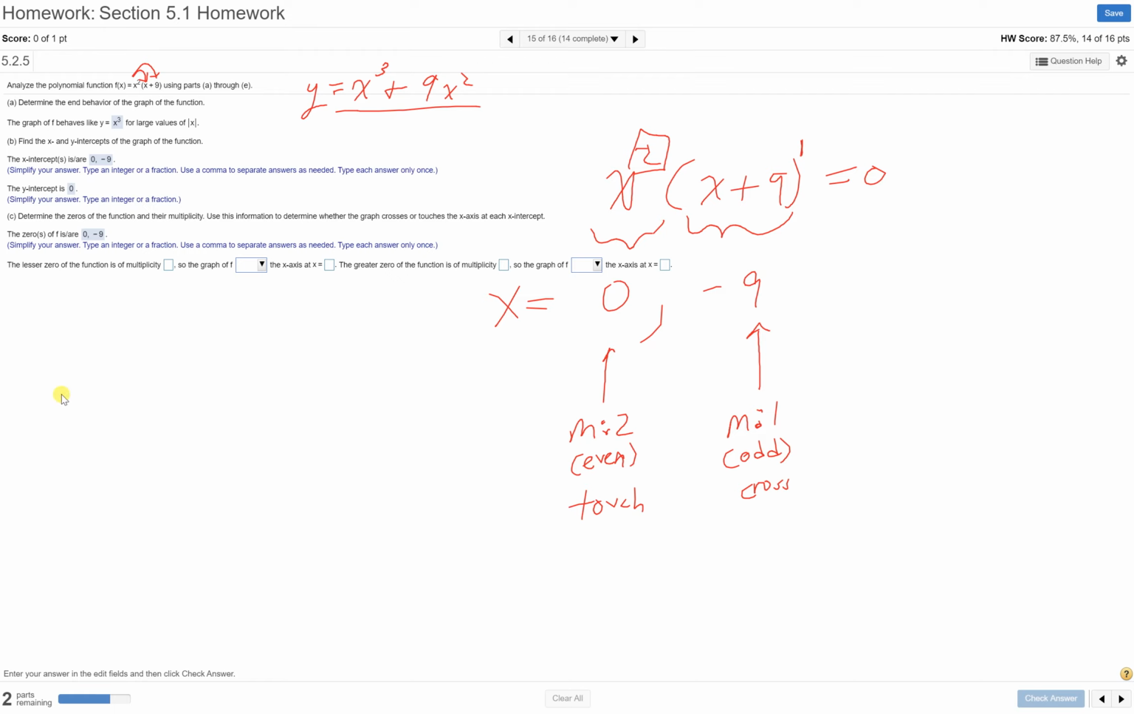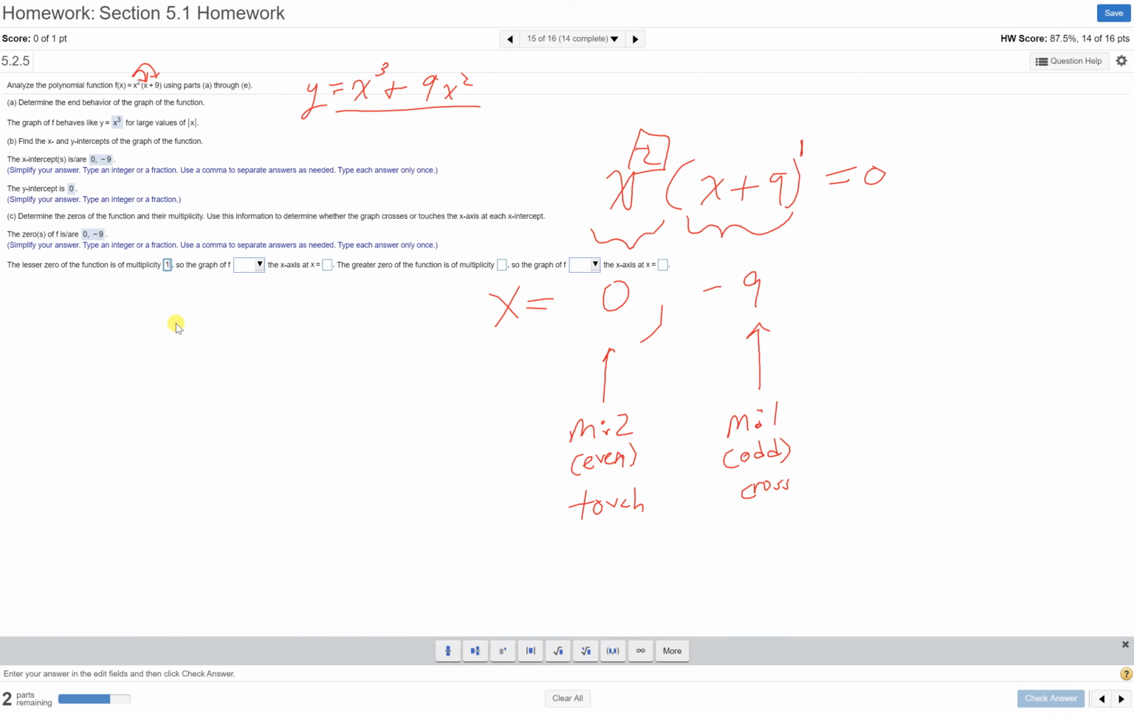So let's see. The lesser zero of the function, so that's negative 9, negative 9 is the lesser zero, has a multiplicity of 1. So we're going to put 1 there. So let me type this up, 1. So the graph of f at that particular point is going to cross the x-axis at x equals negative 9.